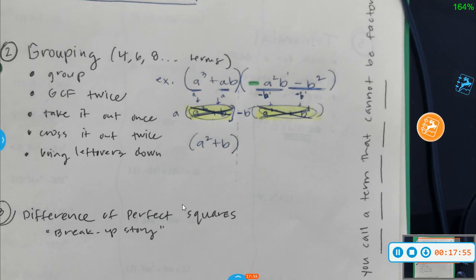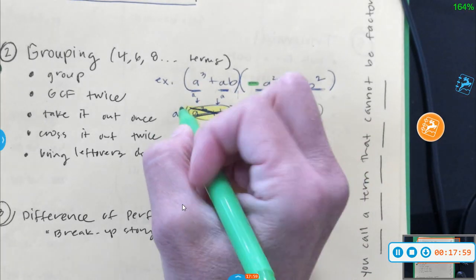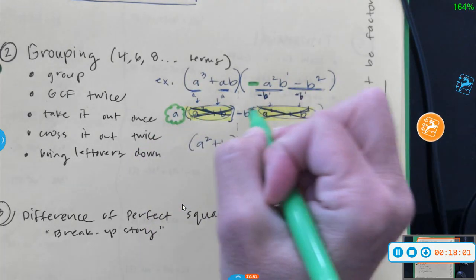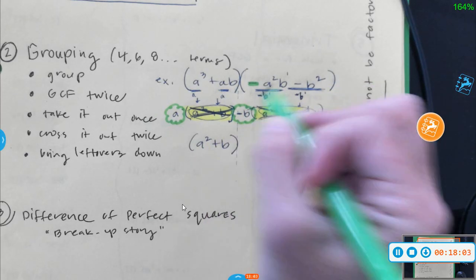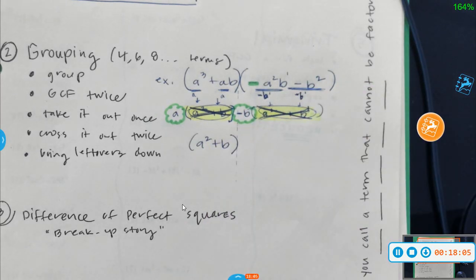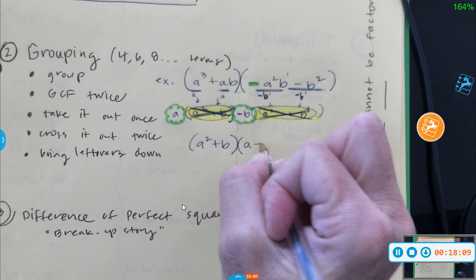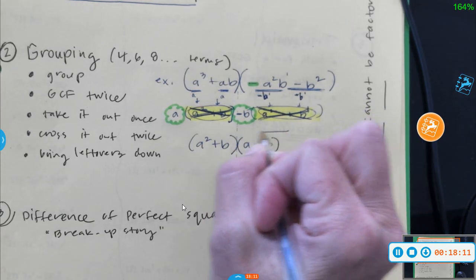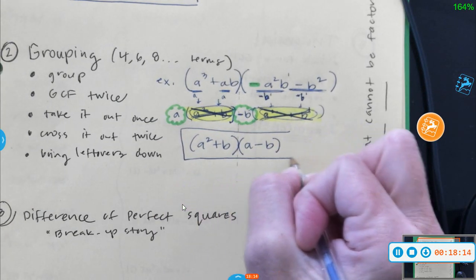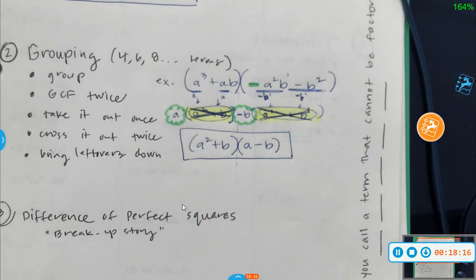And then the last step is that you bring the leftovers down. So leftover here is an A, and leftover here is a subtract B, and it has to go in that order. So it has to be A subtract B. Those are your leftovers, and that is the answer to that question.